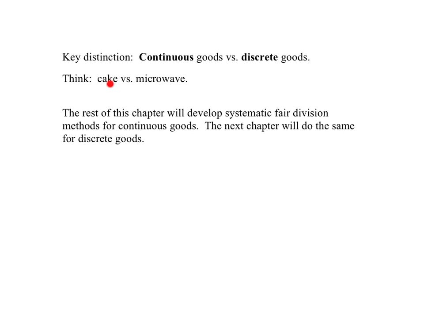Okay? So continuous goods, like a cake, like a piece of land, like the calendar and a timeshare, can be cut up any number of ways. There are no inherent points where you have to make the cut. You can make the cut anywhere, whereas a microwave is the kind of item that you don't want to cut up at all. Either one roommate should get the microwave, or they should sell it and split the cash. The rest of this chapter will develop systematic fair division methods for continuous goods, and then the next chapter on fair distribution will do the same for discrete goods.